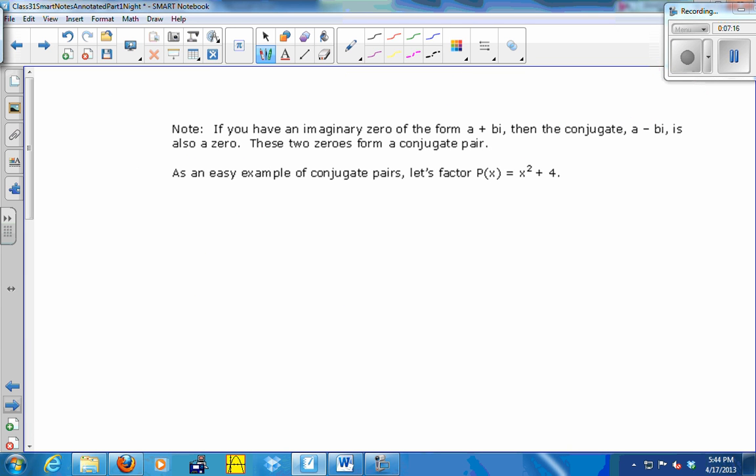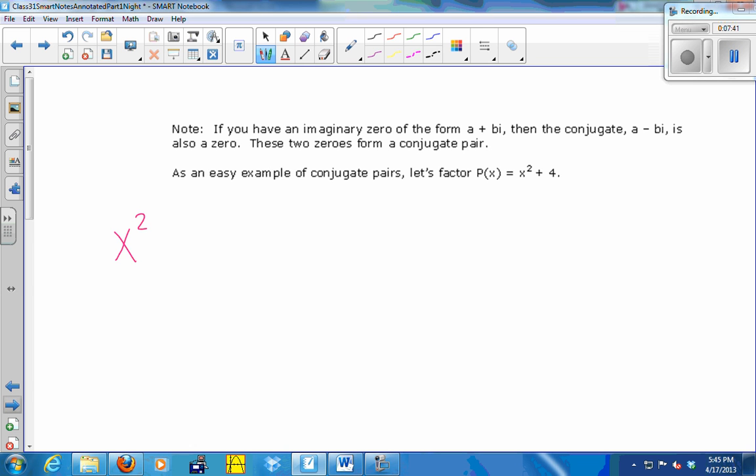And sometimes you have zeros that have an imaginary part. So if you have an imaginary zero of the form a plus bi, then its conjugate a minus bi is also a zero. So an easy example of conjugate pairs will be x squared plus 4. It's a polynomial, x squared plus 4. I want to find its zeros.